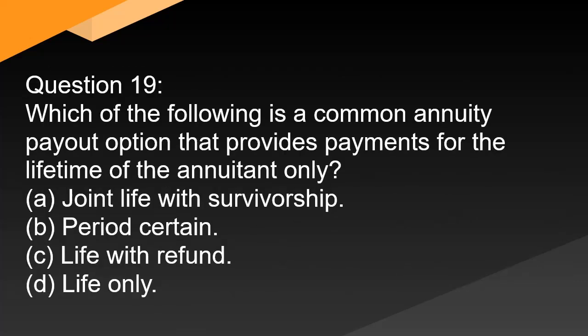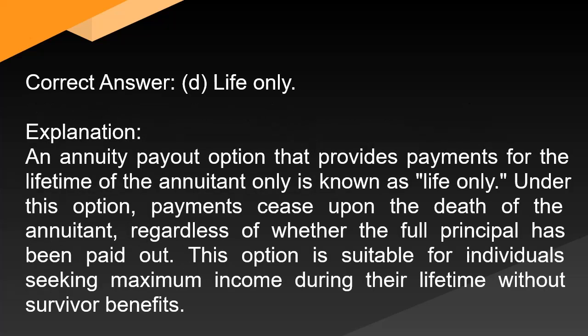Question 19. Which of the following is a common annuity payout option that provides payments for the lifetime of the annuitant only? A. Joint life with survivorship. B. Period certain. C. Life with refund. D. Life only. Correct answer. D. Life only.